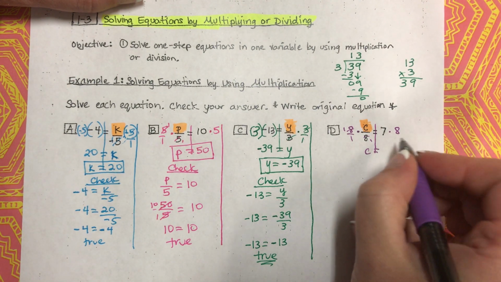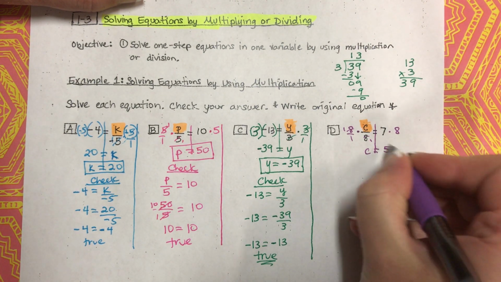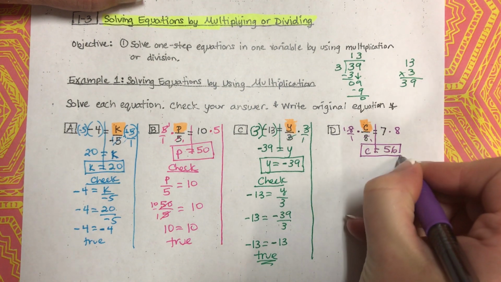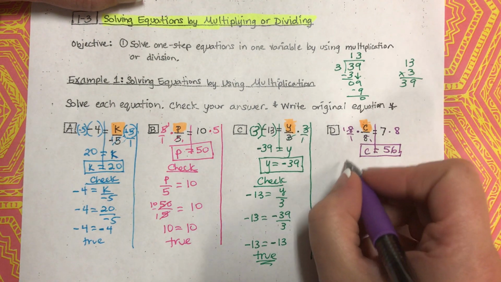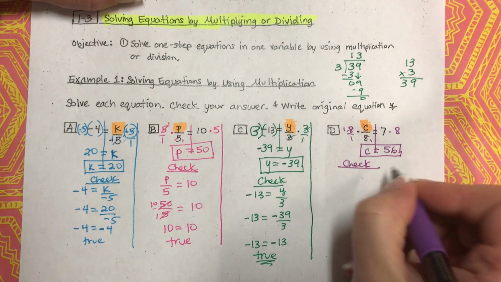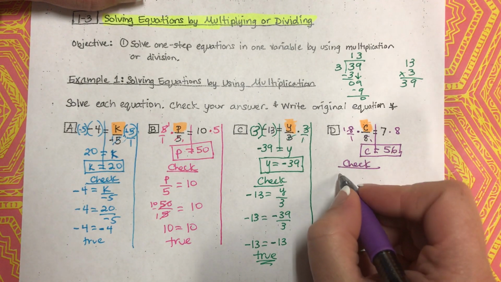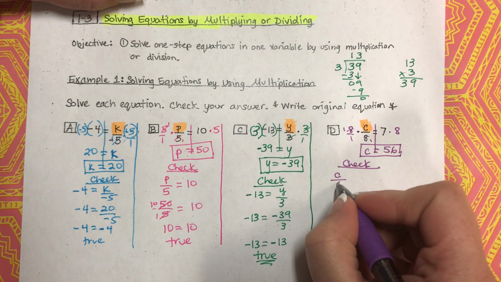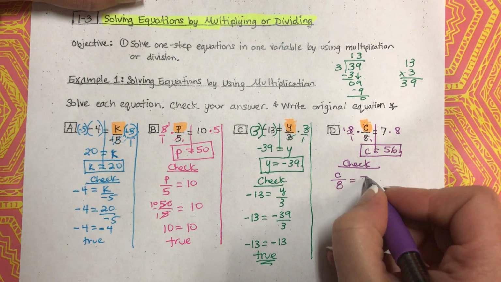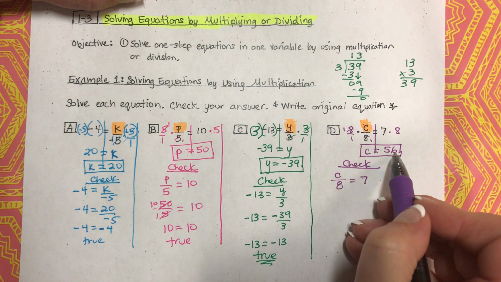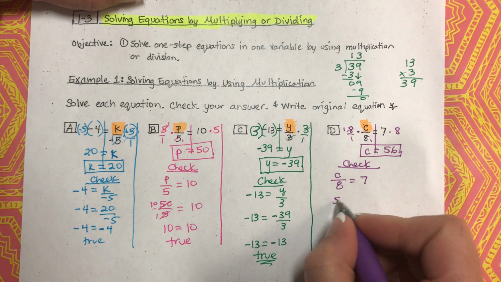And then we just go 7 times 8, which is 56. So that is our solution, but we need to check it. So I'm going to write the word check. I'm going to write this original equation, which is exactly what you need to do. And then we're going to substitute 56 in for C.